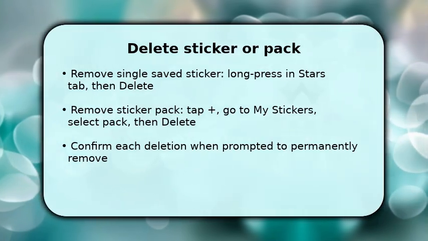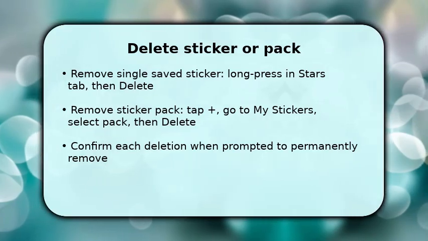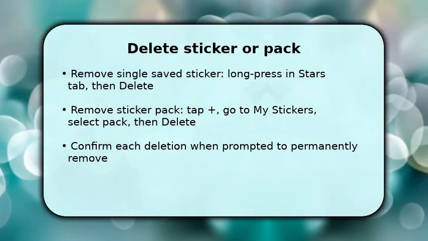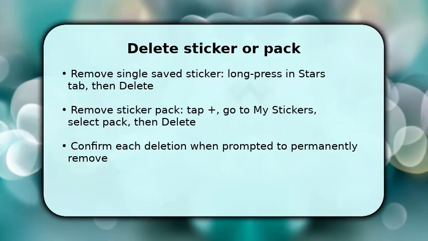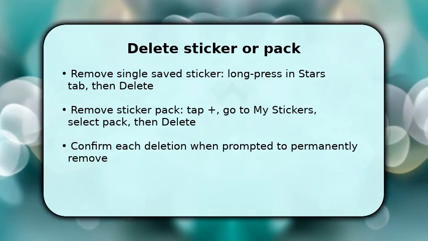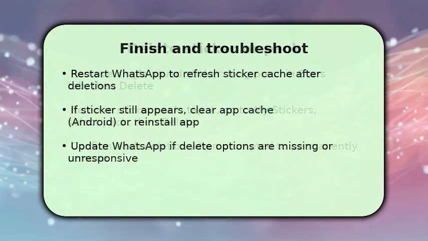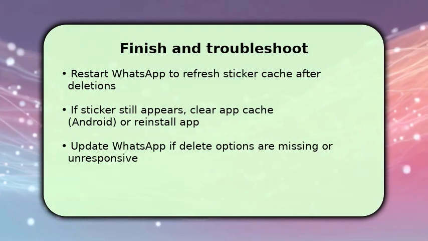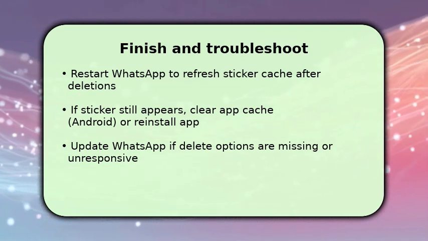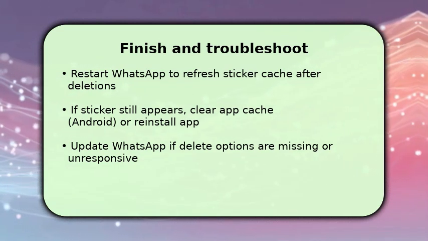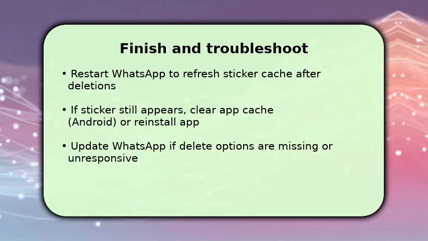Once deleted, the pack or sticker won't clutter your picker, and this frees space and simplifies finding what you use most. Finish by restarting WhatsApp so the sticker panel refreshes and removed items disappear immediately. If a sticker still shows, clear the app cache on Android or reinstall the app to force a rebuild. Make sure you back up chats first.